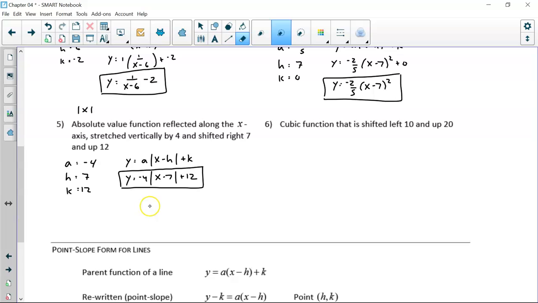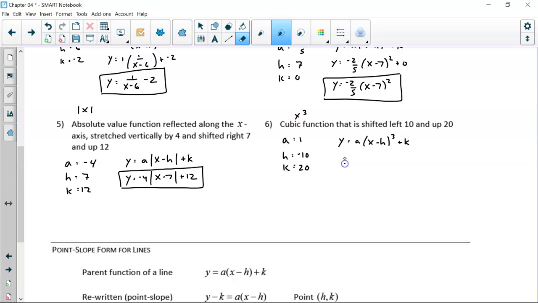And then the cubic function, so x cubed. For a, there's no stretch, compression, or reflection. So a is 1. h, we're going left 10, so it's negative 10. And k is up 20, so it's positive 20. So y equals a times x minus h cubed plus k.